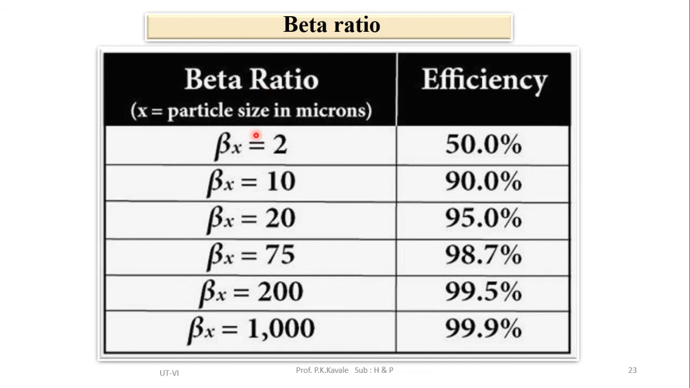This chart indicates beta ratio against the particle size in micrometers. Beta ratios 2, 10, 20, 75, 200, 1000. As the beta ratio increases, efficiency also increases, but the capacity of the filter decreases. So you have to keep a balance. If you go with a very high efficiency filter, then what will happen? There may be starvation of a system component. So we have to keep the balance.